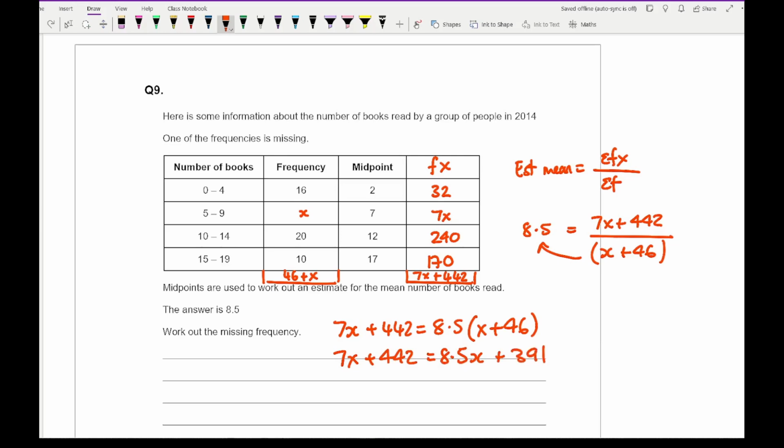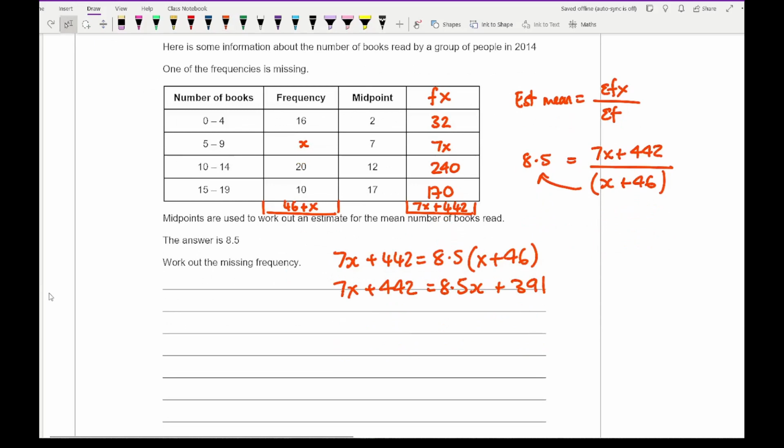Now I've got x's on both sides, so let's get x on one side. Let's take the 7x over to this other side and the 391 over to this side, and I end up with 1.5x equals 51. Then if I divide by 1.5, I end up with x equals 34, and there is my final answer.